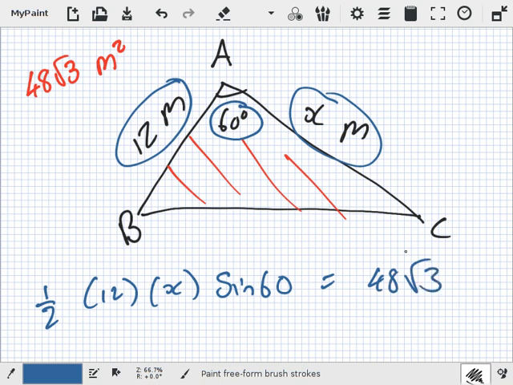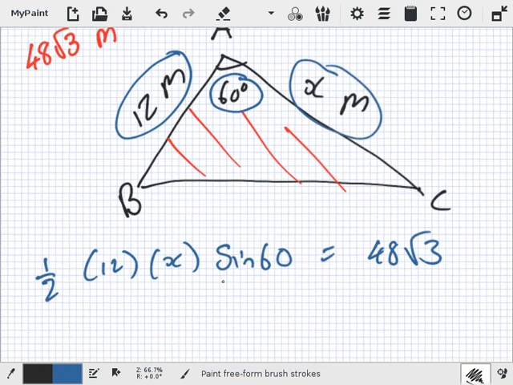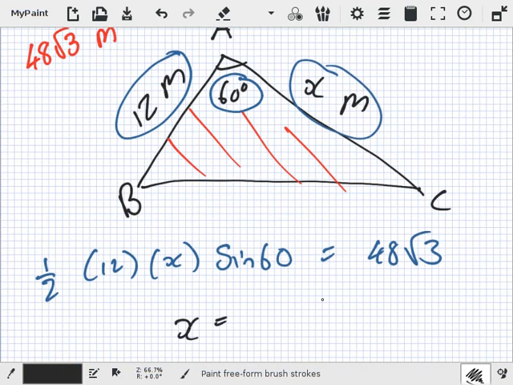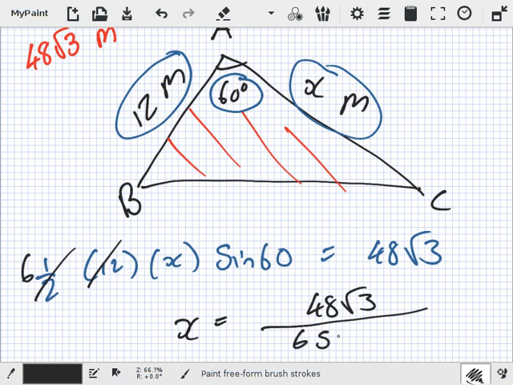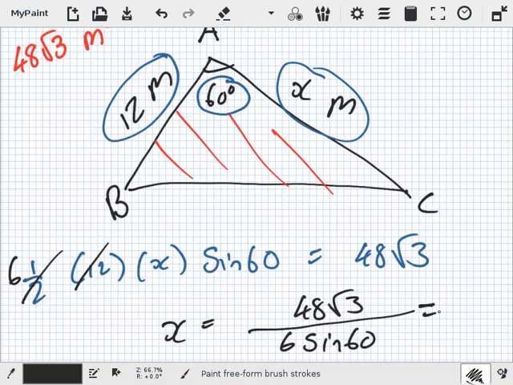So could we find x? We could. We do a little bit of cross multiplying and we can get the x. So the x will be 48 root 3 over, now a half times 12 is 6, so it's over 6 sine 60, yeah. And we can get the x here if you don't mind typing that in.